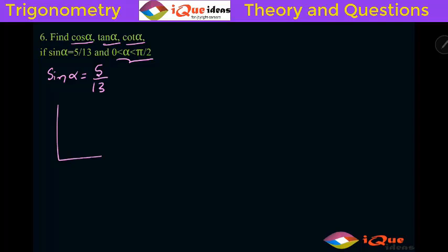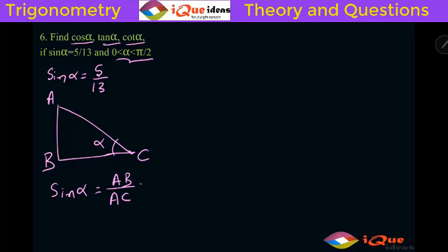So let's simply draw a right angle triangle and assume one angle to be alpha. So if this is A, B, C, then sin alpha will be equal to, from this triangle, AB upon AC, opposite side upon hypotenuse. And the value of sin alpha is given in this case as 5 by 13. So very safely we can take AB equal to 5, AC equal to 13. From there we can simply calculate the value of BC.